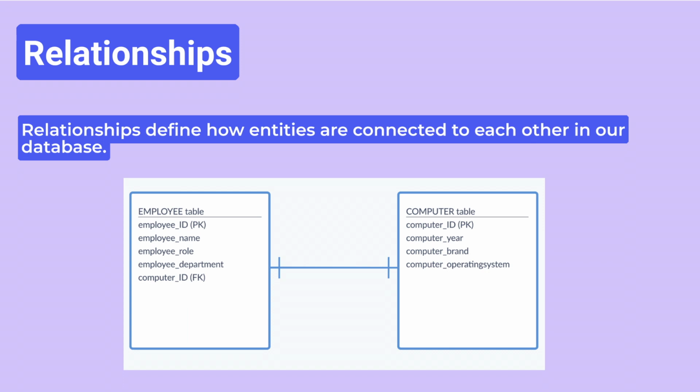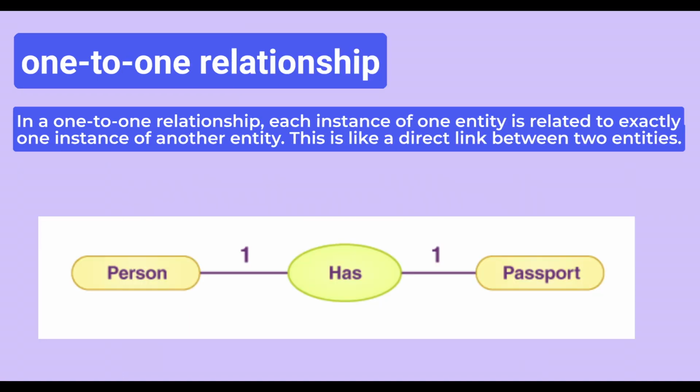Now, let's shift gears and talk about relationships. Relationships define how entities are connected to each other in our database. In a one-to-one relationship, each instance of one entity is related to exactly one instance of another entity. This is like a direct link between two entities.